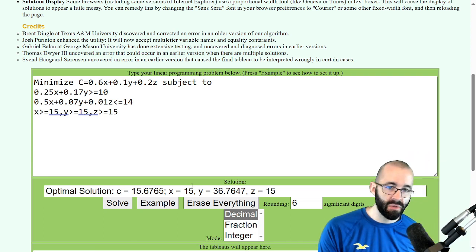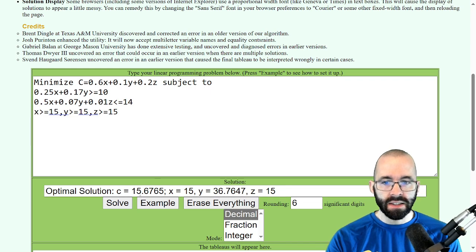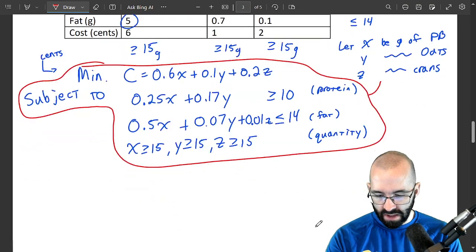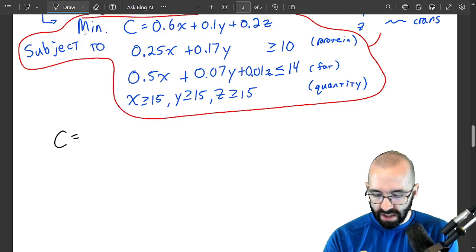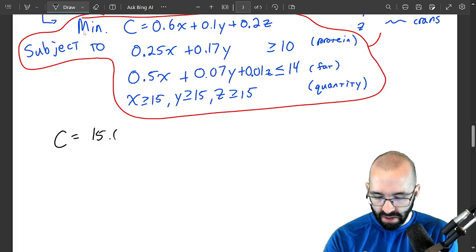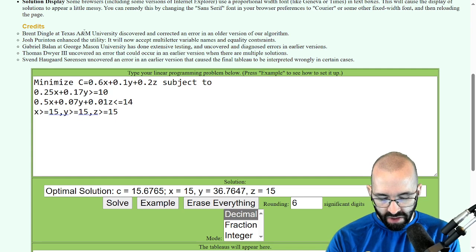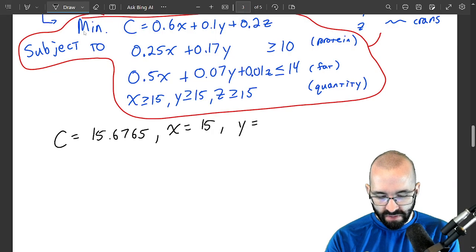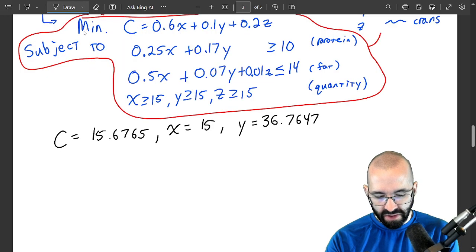Ooh. So we got some fractions now. That's okay, hopefully. C is the cost in cents. So let's write this down. Okay. Our C is going to be 15.6765. Let's not worry about rounding just yet. X is 15. Y is going to be 36.7647. Z is 15.